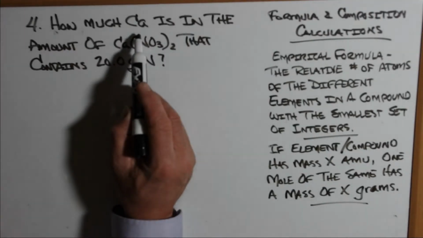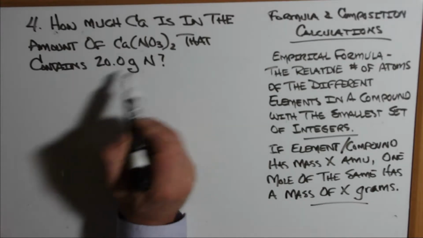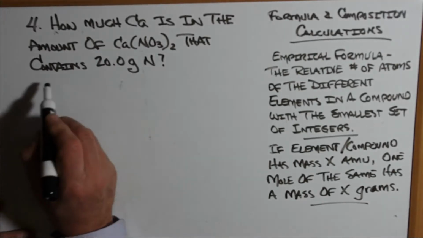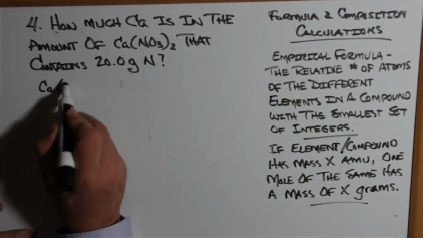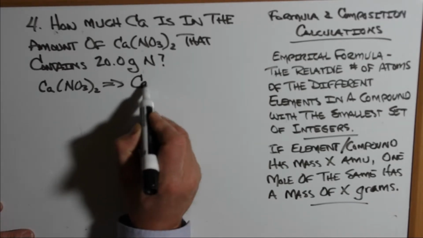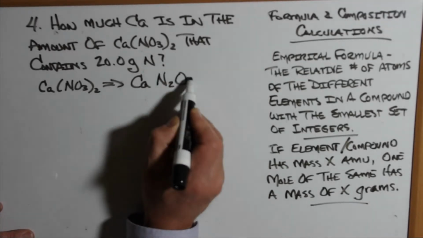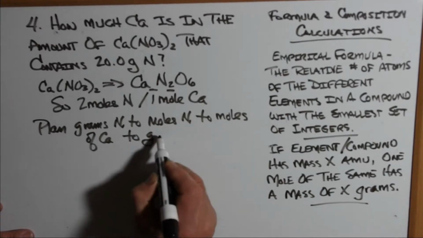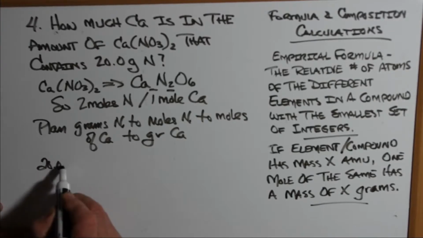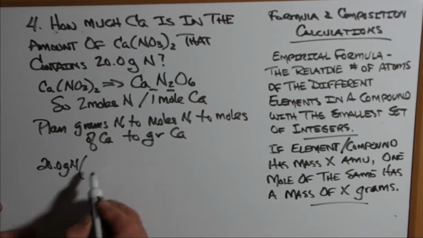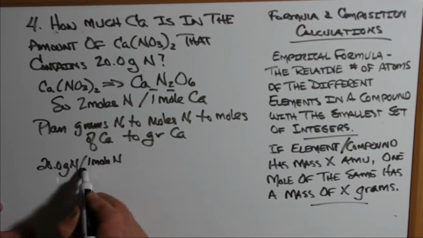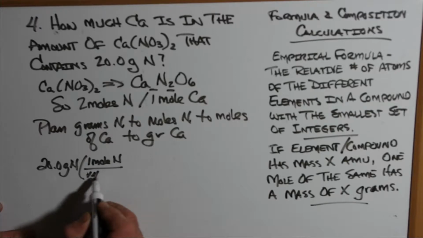The fourth problem, how much calcium is in the amount of calcium nitrate that contains 20 grams of nitrogen? And so what we're going to do is first come up with the molecular weight for the compound, but a plan of attack first. Ca(NO3)2 means that there are 2 moles of nitrogen for every 1 mole of calcium. The plan then, we're going to find the grams of nitrogen, change that to moles of nitrogen, then use our relationship to get to moles of calcium and then the grams of calcium.